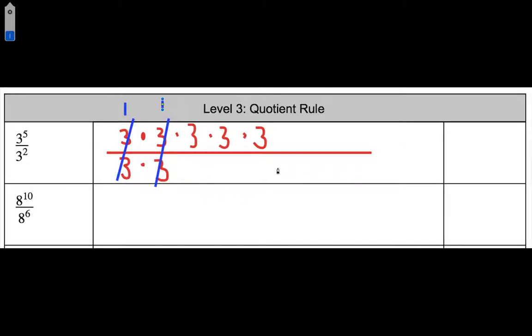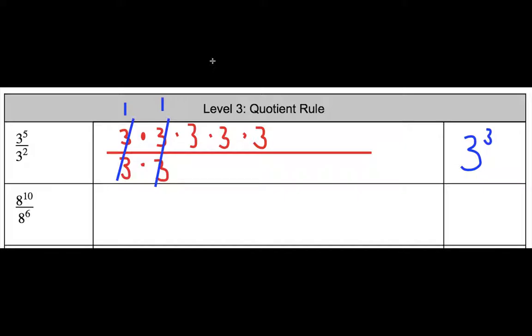Now, there's nothing else in the denominator, so we can't cancel any of our other 3's. This is what we are left with. I have 3 times itself 3 times, so that means 3 to the 3rd power. Now, I do still have these 1's here, but of course 1 times 1 is just 1. And then 1 times 3 to the 3rd power is just 3 to the 3rd power. So that is why I do not have to write in those 1's.